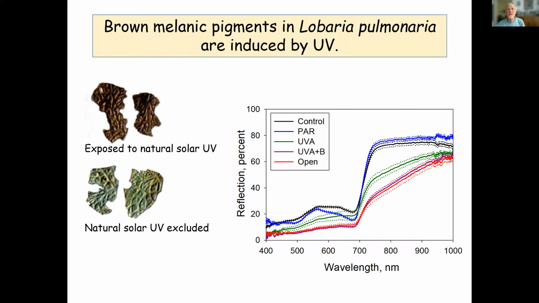Also, brown melanic pigments in Lobaria pulmonaria are induced by UV. If we take Lobaria pulmonaria thalli from a shade site, then they are pale. If we place these thalli in high light, either with natural solar radiation with UV or with solar UV excluded, then we'll see that they get this brown melanic color only when they have been exposed to UV.